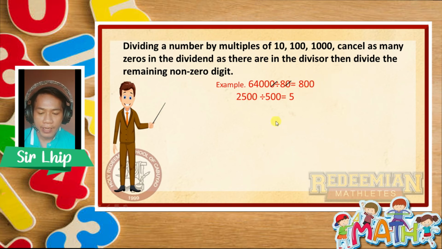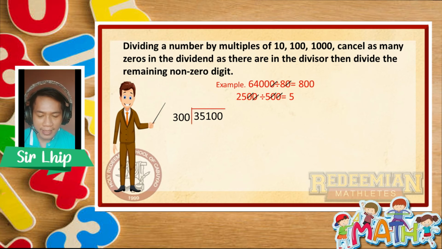2,500 divided by 500. Cancel again, 2 zeros in the divisor, so cancel also 2 zeros in the dividend. Then divide 25 by 5 equals 5. Remember that the number of zeros you cancel in the divisor is also the number of zeros you need to cancel in the dividend.